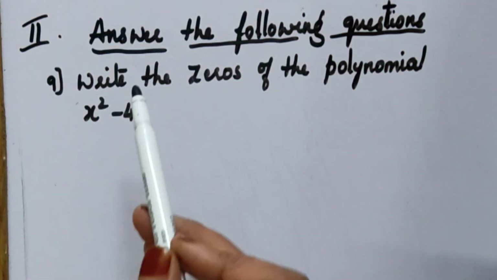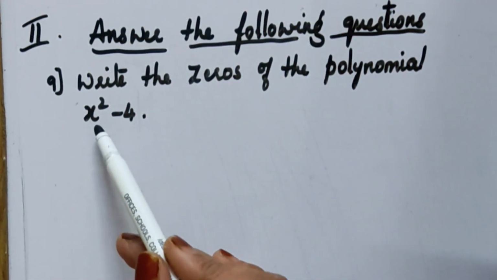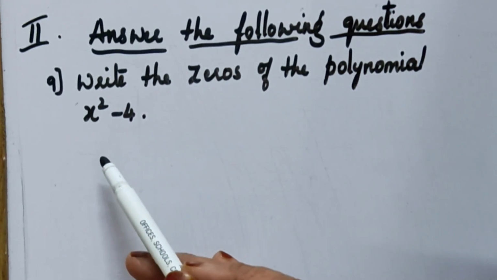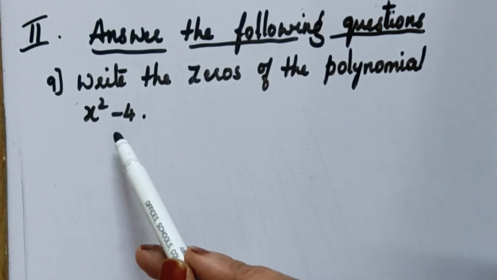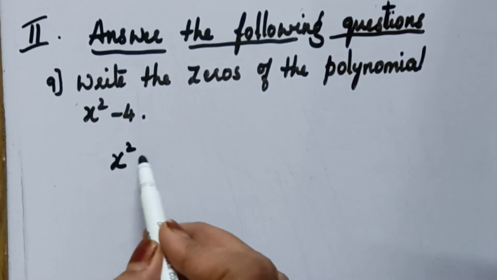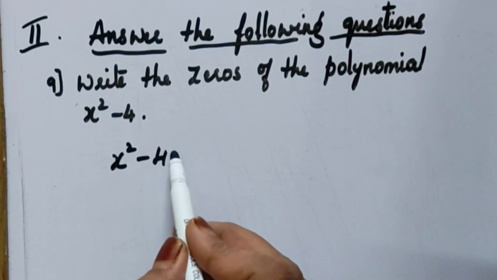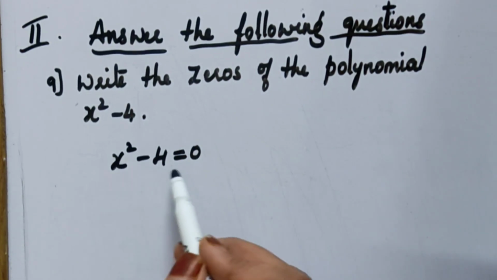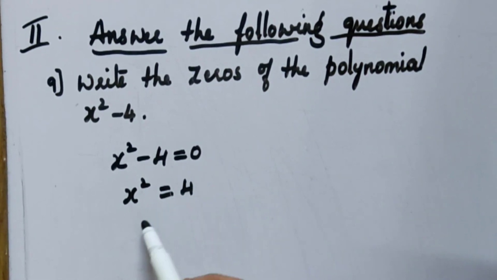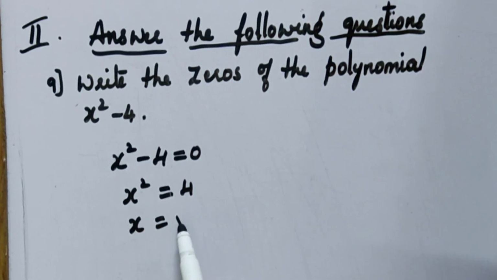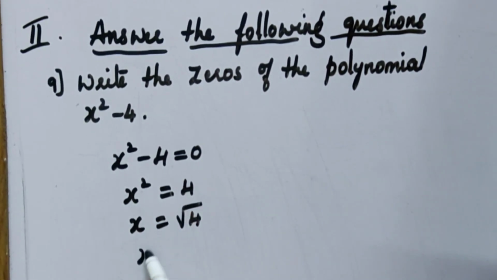Here, write the zeros of the polynomial x square minus 4. We need to find out the zeros. Zero means we need to find out the value of x. So this is a polynomial x square minus 4. Until we equate this to 0, we won't get the value of x. So x square equals 4, when shifted to the right hand side it becomes plus 4. So x equals root of 4. When we remove the square, the opposite side becomes a root. So x equals plus or minus 2.